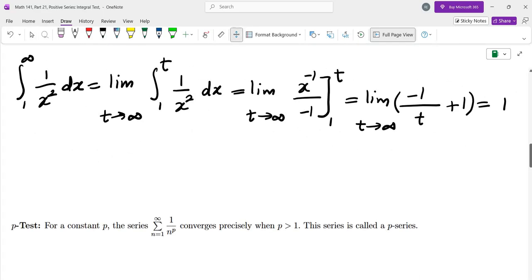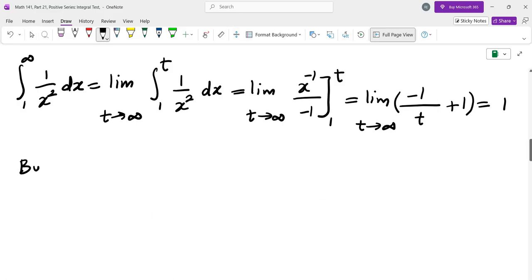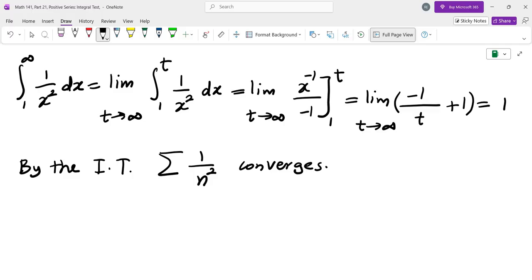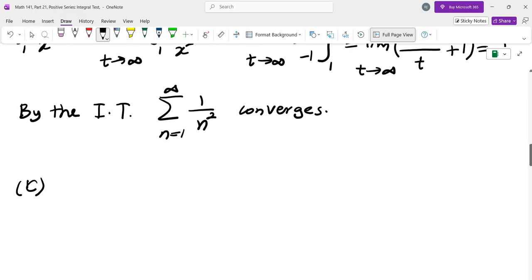And as t goes to infinity, this approaches 1. So now because this converges by the integral test, the sum of 1 over n squared also converges. Okay, let's look at the last one.